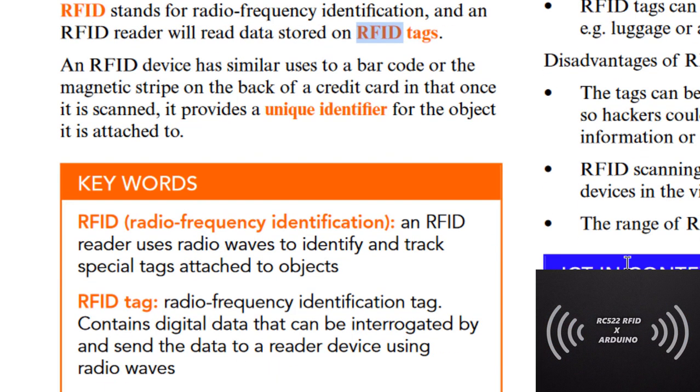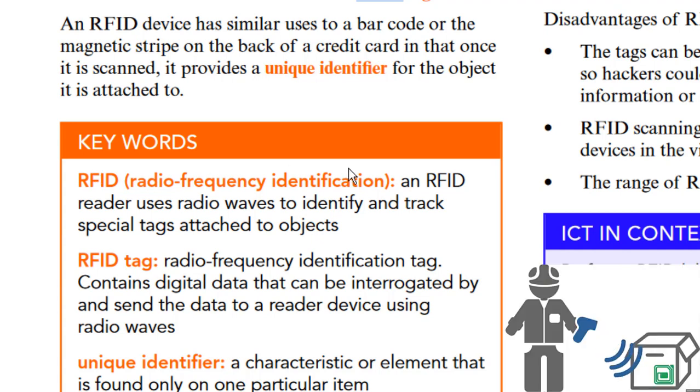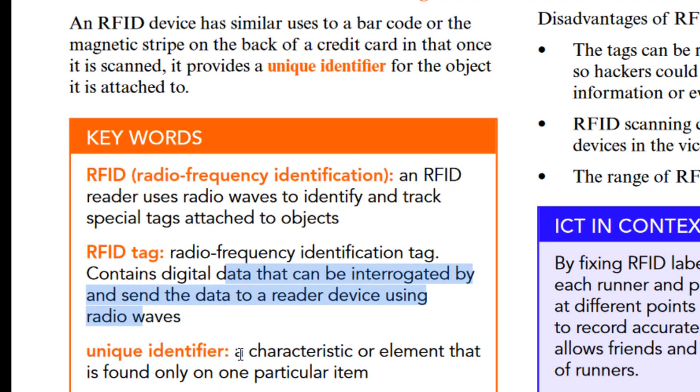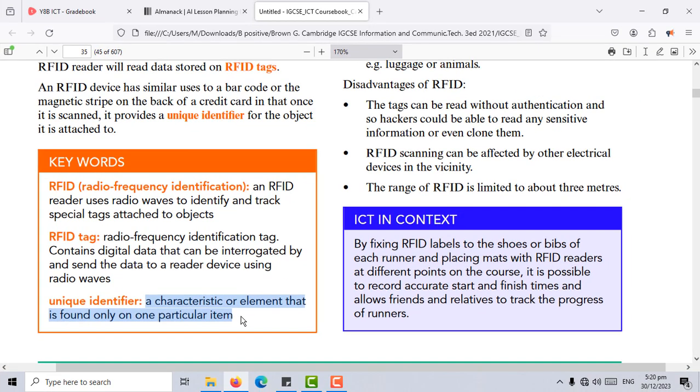So in the keywords over here, they have better or different definitions. Radio frequency identification: readers use radio waves to identify and track special tags attached to objects. A radio frequency identification tag contains digital data that can be interrogated by, and send data to, a reader device using radio frequency. Unique identifier: a characteristic or element that is found only on a particular item.